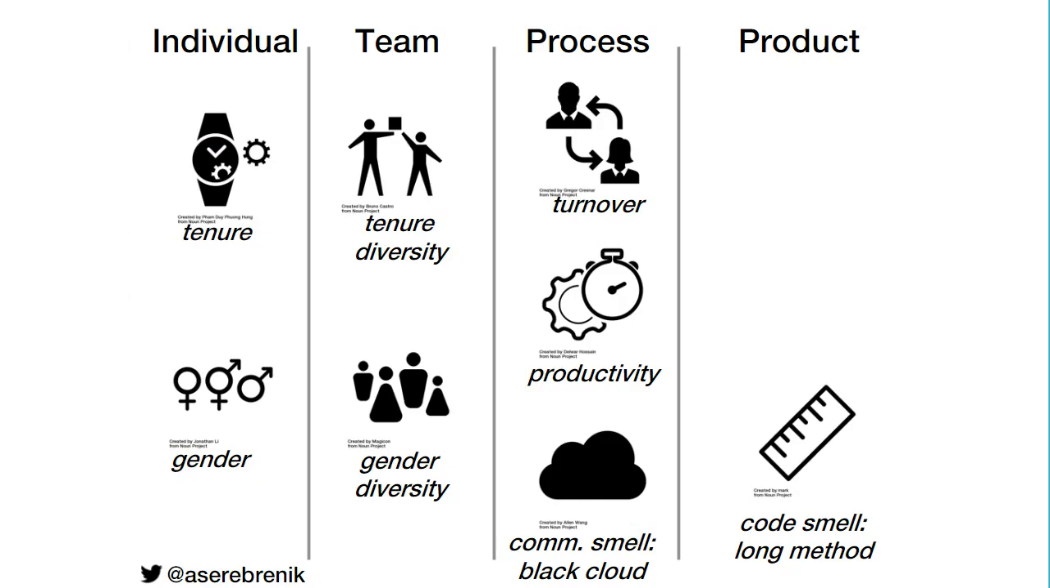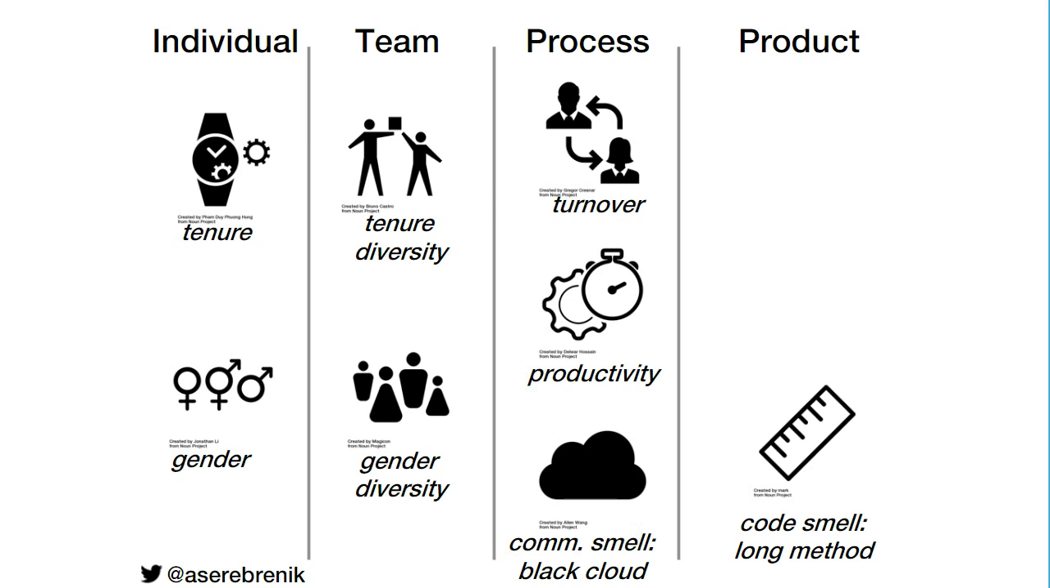So this research can be positioned in the context of so-called social software engineering research, where we are trying to understand how who developers are and how they work together influence both the process of software development and the resulting product. We typically consider variables of four levels. We think about individual attributes of a software developer, such as their gender or tenure or their ethnical background or age or anything like this.